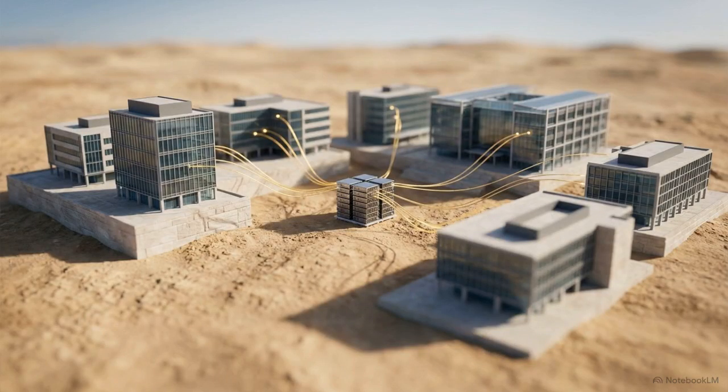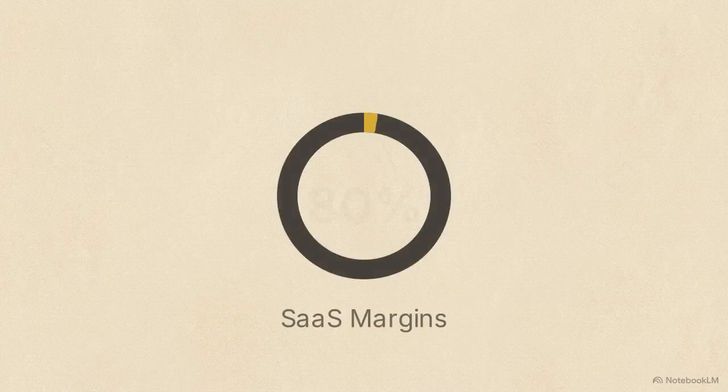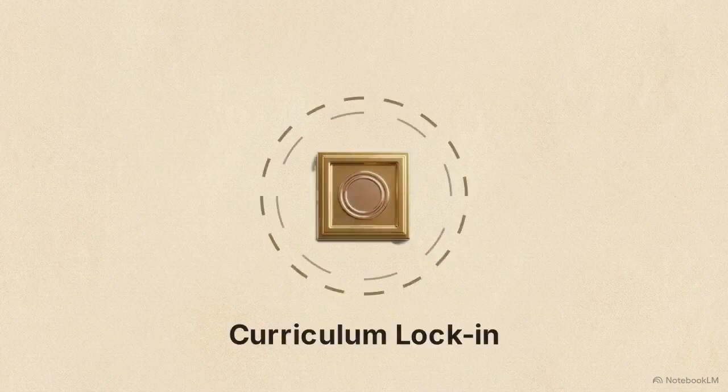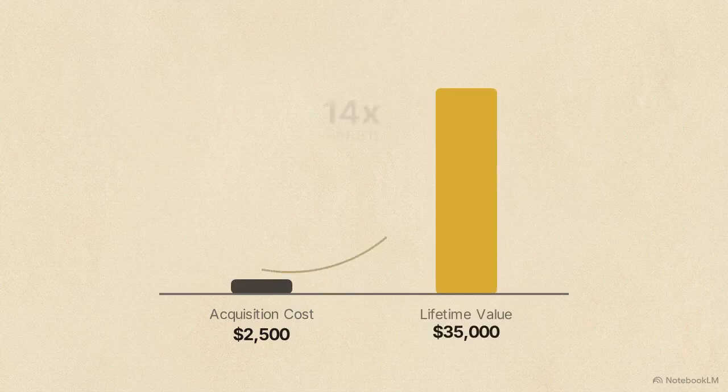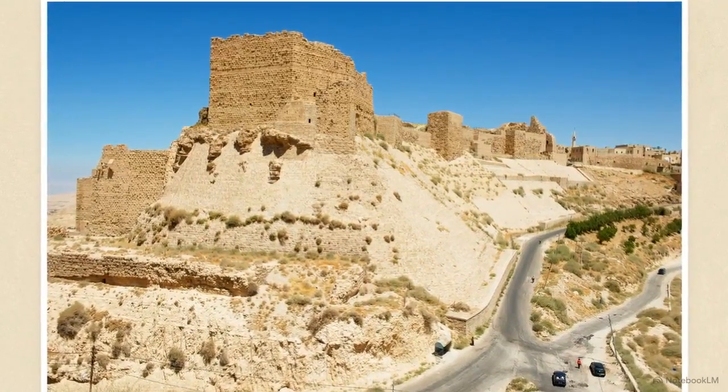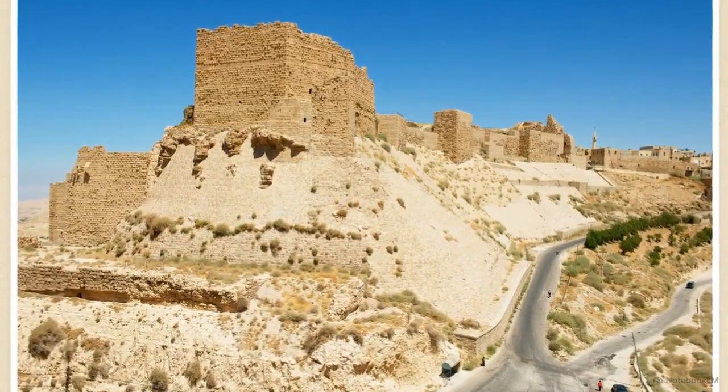Institutions license the platform and populate it with their own regional research. This B2B SaaS model delivers 75 to 85% margins. Once EchoTrace is integrated into a curriculum, the resulting software lock-in drives an estimated 14-to-1 ratio of lifetime value to acquisition cost. We validated the prototype at the El Karak Castle ruins using a zero-context protocol.